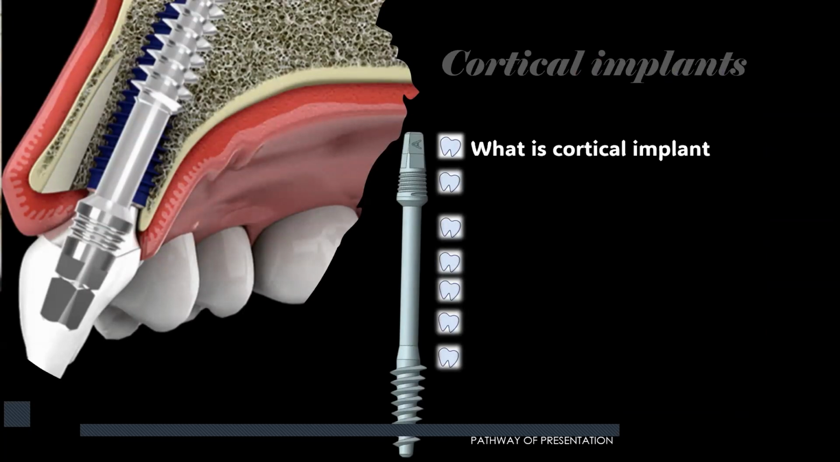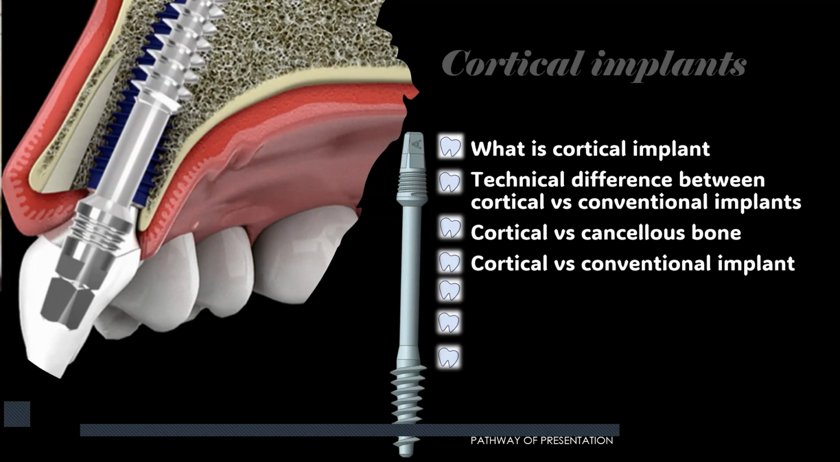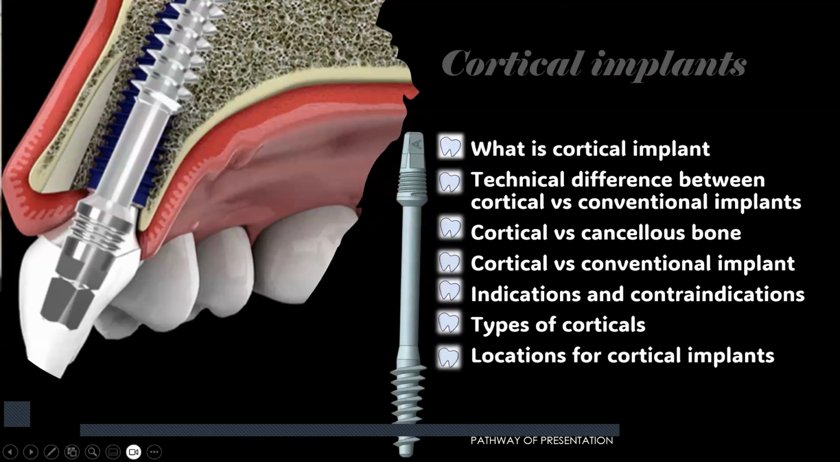When we start the topic, let's see the index of today's topic or today's chapter. First we will see what a cortical implant is, and then we'll find out the technical differences between cortical and conventional implantology, and cortical versus cancellous bone, cortical versus conventional implants. What are the indications and the contraindications? What are the types of corticals that we will read, and what are the locations for the cortical implants that we will study.